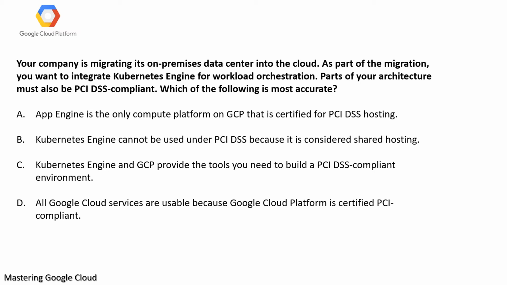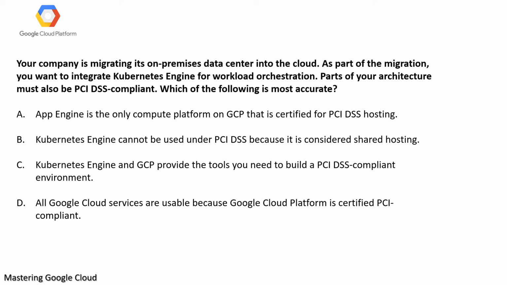This problem says your company is migrating its on-premise data center into the cloud. As a part of migration, you want to integrate Kubernetes Engine for workload orchestration. Parts of your architecture must also be PCI DSS compliant, which of the following is the most accurate. Now we have not covered PCI DSS compliance up till now, but we understand that that is an important feature in Google Cloud to have that compliance. All the resources should be compliant with PCI DSS.